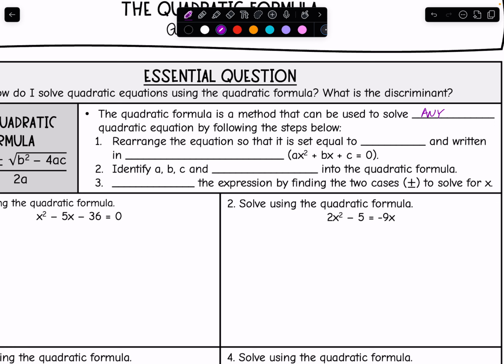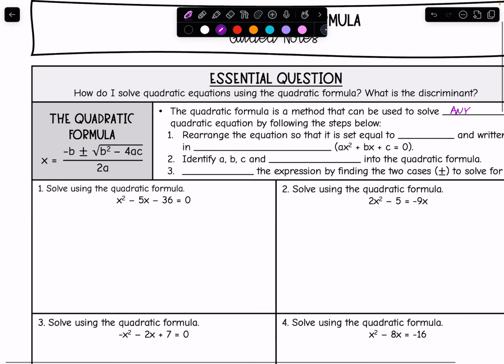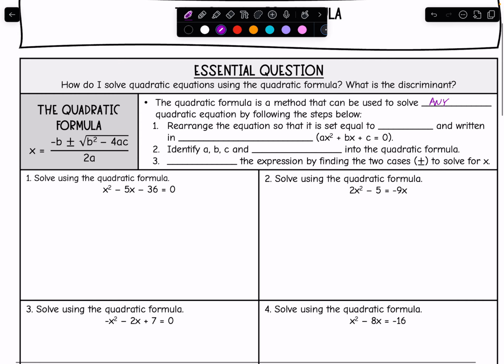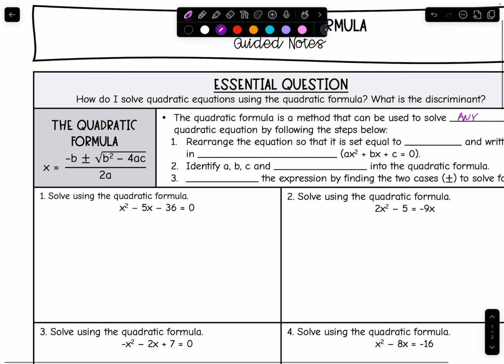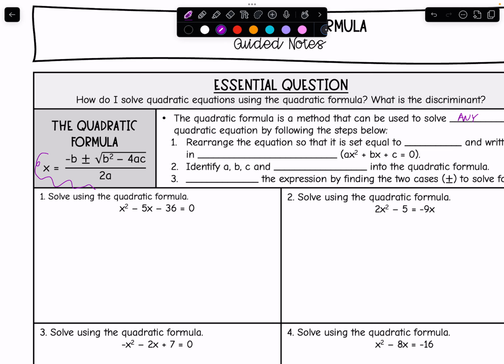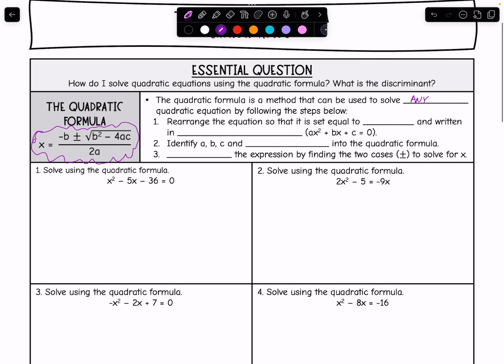That's the point. Even if you can factor it, some people just like to use the quadratic formula all the time. I recommend factoring to solve. Here are the steps. First of all, here's the formula over here. You're going to have to memorize that formula. We'll use it so much that you'll start to get used to it and remember it. So these are the steps.